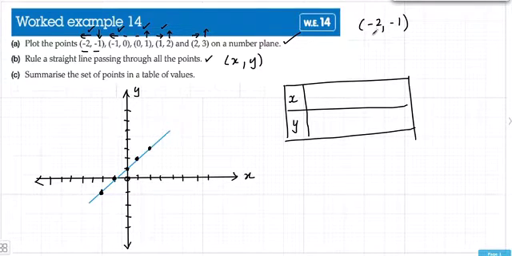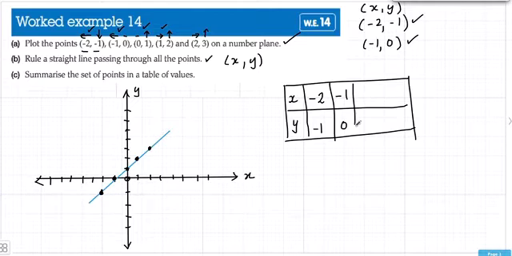If we actually take these coordinates and put them into the table, your first number goes up the top where x is, your second number goes down the bottom where y is. So I'm going to put -2 and then -1, and I've done that point. The next point we had was -1, 0. So it will be -1 because that's the x. Remember that the x is always first, and then the 0 is the y. So I've done that one.